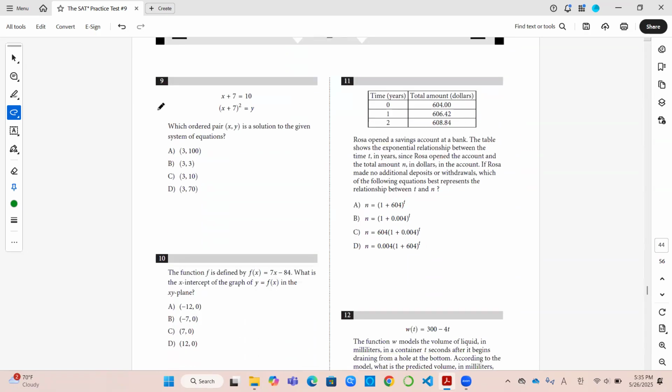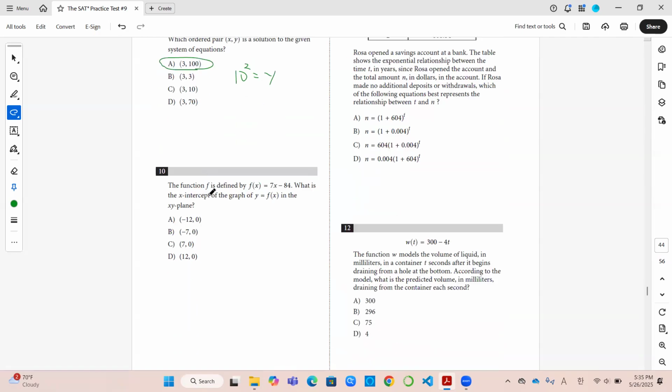Which ordered pair x, y is the solution to the given system of equations? Well, x plus 7 is 10 here, and I can just directly put that inside here. So 10 squared is equal to y. So the correct answer choice here immediately is A as in apple.